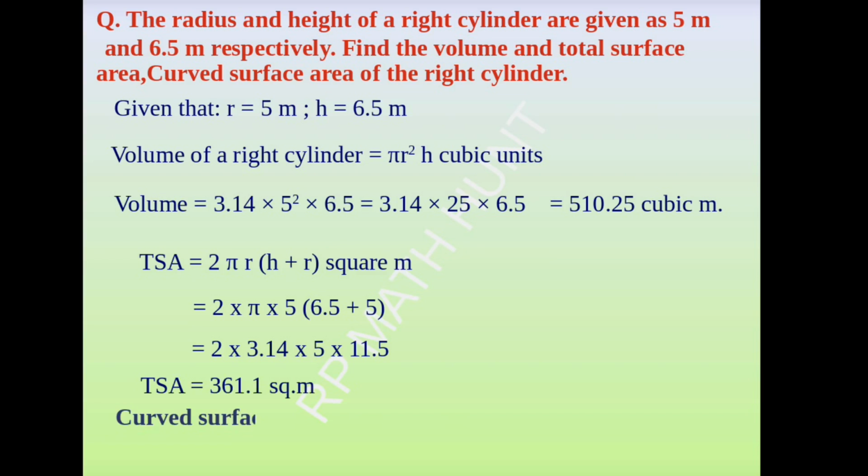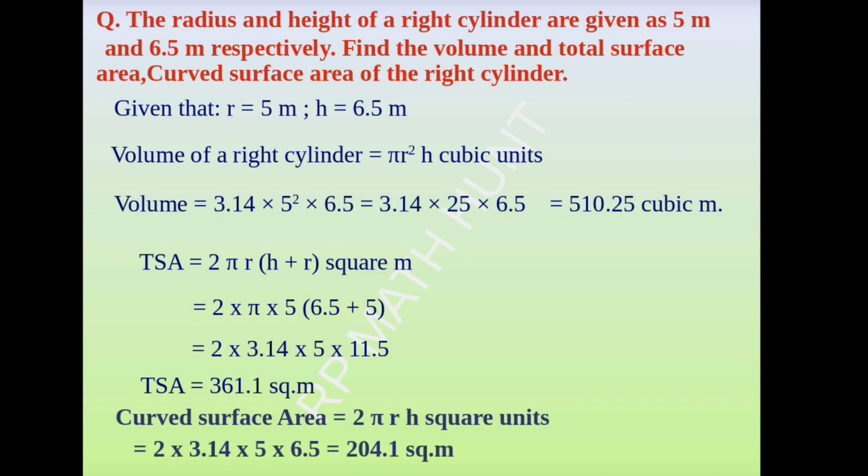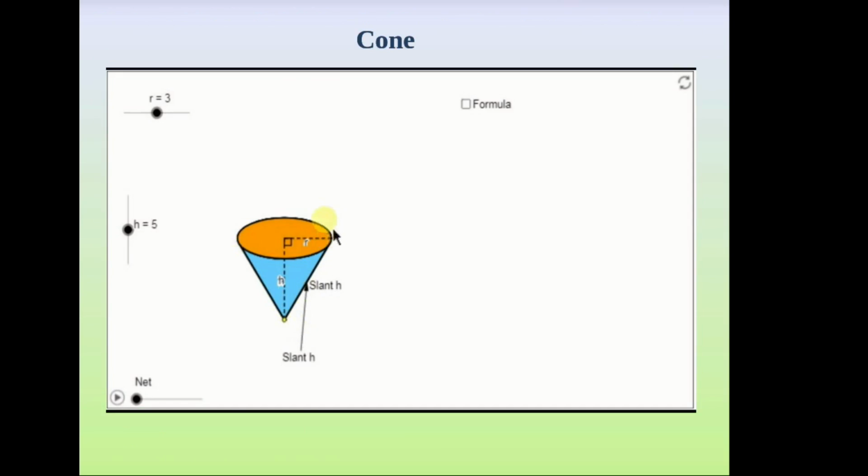Curved surface area is equal to 2 pi r h square units. That is equal to 2 into 3.14 into 5 into 6.5, is equal to 204.1 square meters. Now my dear children, observe the cone on the screen.